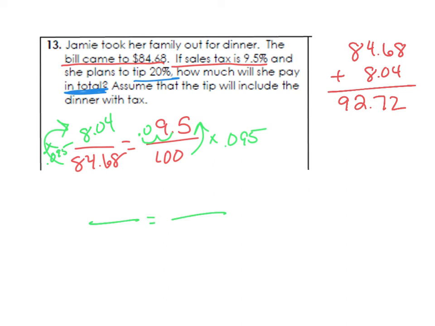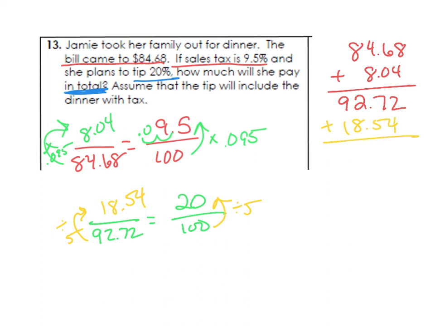Now let's figure out the tip. $92.72. And I'm going to leave a 20% tip, or Jamie's going to leave a 20% tip. I'm going to divide by 5. Divide by 5. I get, after I round, $18.54. Add that on. And my final price is $111.26. There's the final price. Let's do one more.